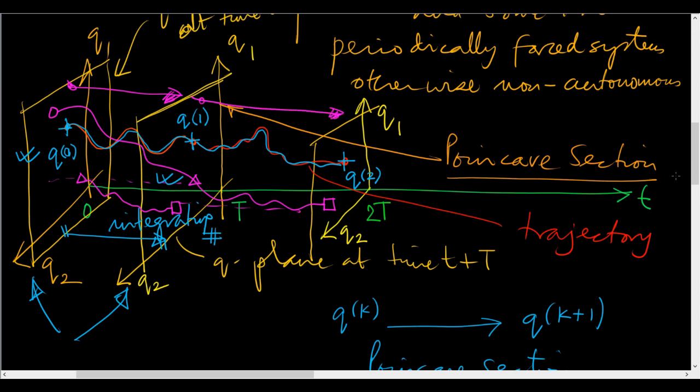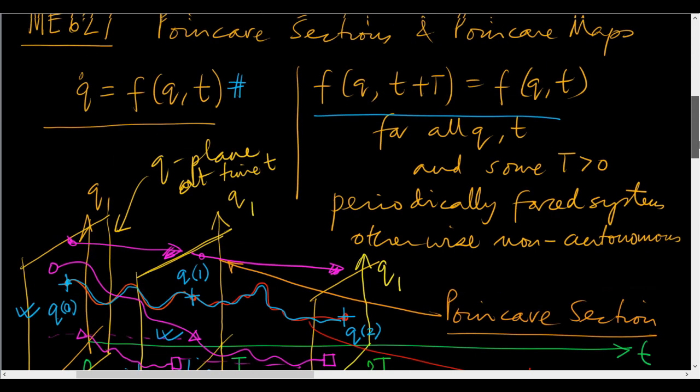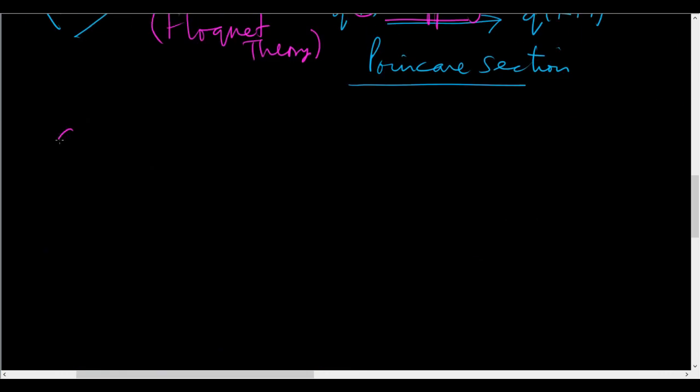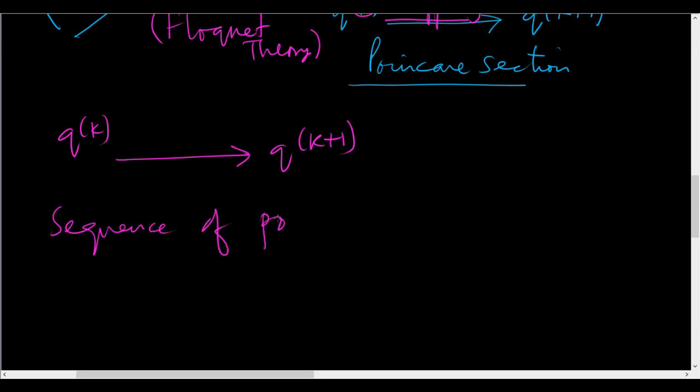Okay, this idea has already been used in Floquet theory for linear systems, but here we are thinking about it in nonlinear systems, and we are thinking of this as a mapping, and this mapping does not depend on k because this is time periodic. Now when we think of qk being mapped to qk plus 1, in this way we get a sequence of points qk. So that's one thing.